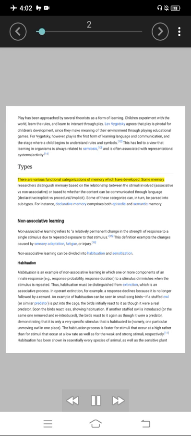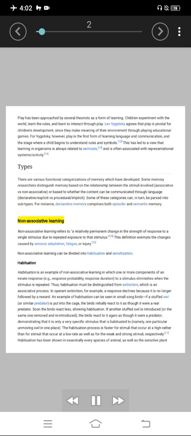Some memory researchers distinguish memory based on the relationship between the stimuli involved, associative versus non-associative, or based on whether the content can be communicated through language, declarative, explicit versus procedural, implicit. Some of these categories can, in turn, be parsed into subtypes. For instance, declarative memory comprises both episodic and semantic memory.